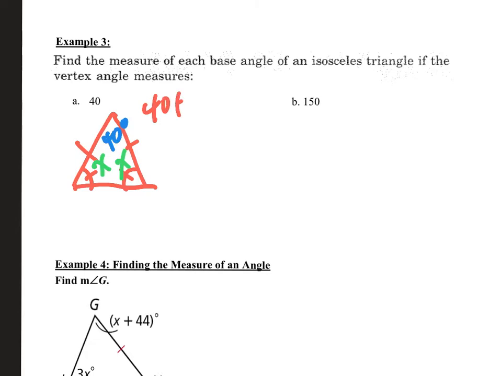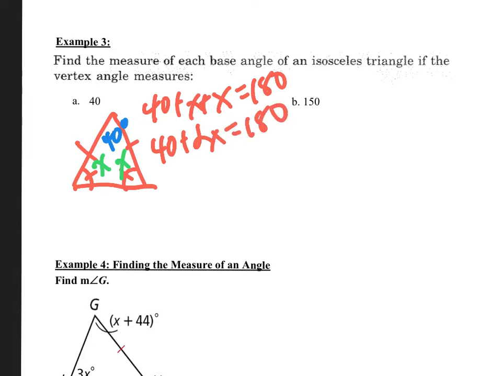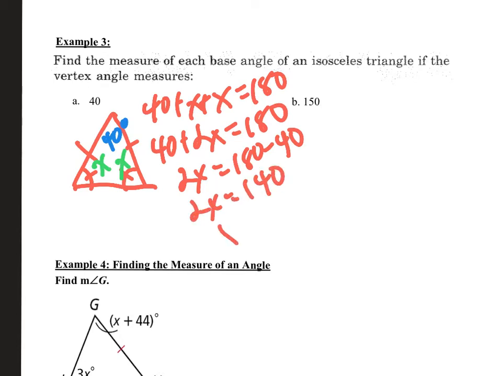So I have 40 plus x plus x equals 180. Triangle sum theorem, once again. X plus x, my like terms, I can combine them to get 2x is equal to 180. I'm going to subtract 40 on both sides. I get 2x equals 180 minus 40, 2x equals 140. Divide by 2 on both sides, x equals 70. So that's going to be my base angle. So that's 70 degrees.